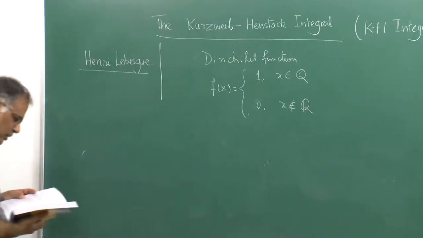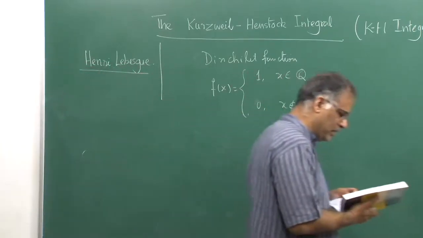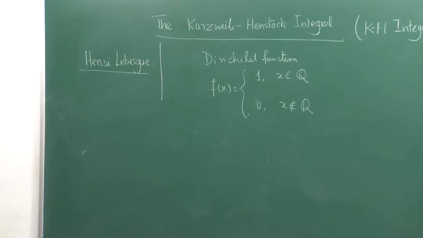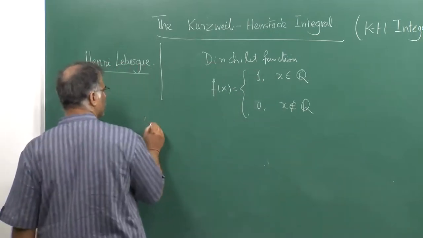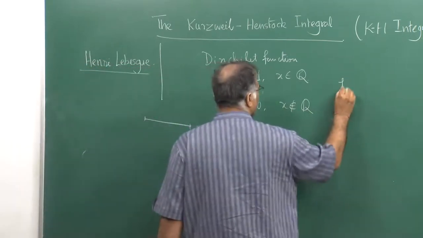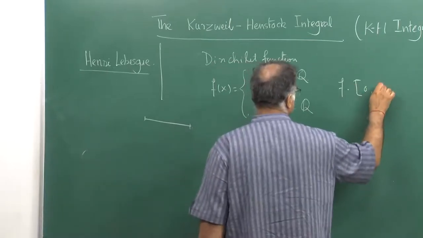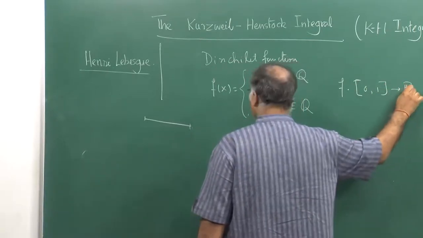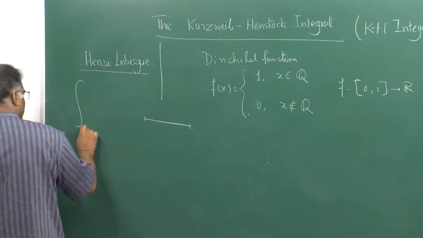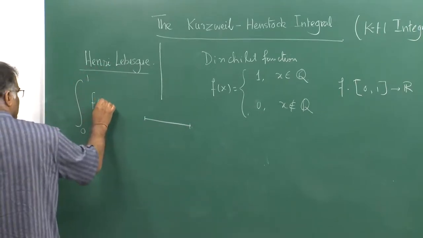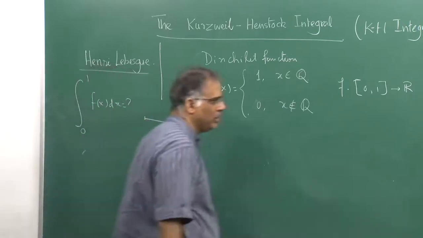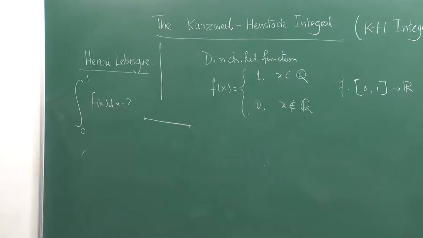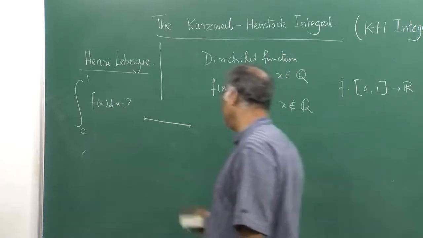So, what do you do? You take a partition, right? Now, in the interval [0, 1], so f in this case is defined from [0, 1] to R. So, now in the interval [0, 1], we are trying to seek what is the meaning of the integral of f(x) dx in the Kurzweil sense. Now, in the interval [0, 1], you know that as the rational numbers are countable, you can line the rational numbers up as r1, r2, r3, r4, r5, whatever.